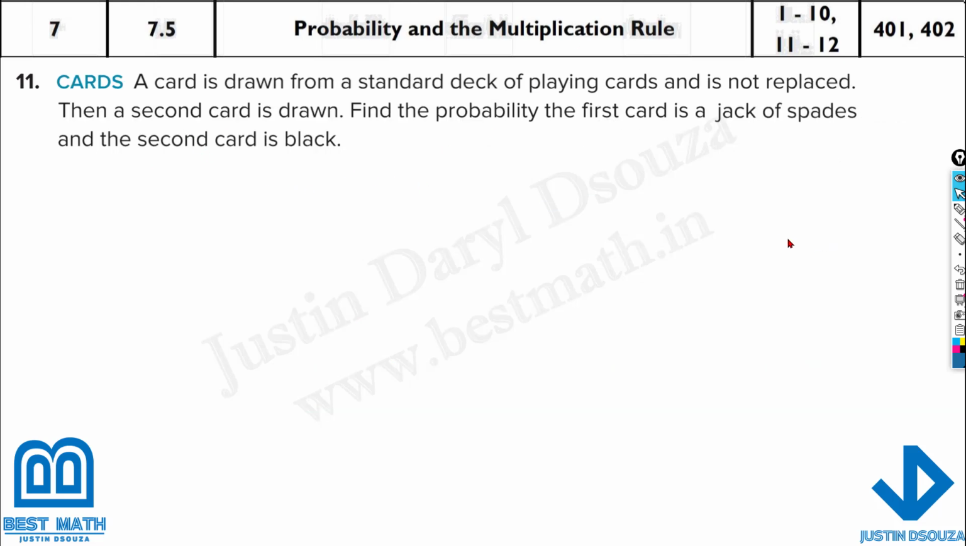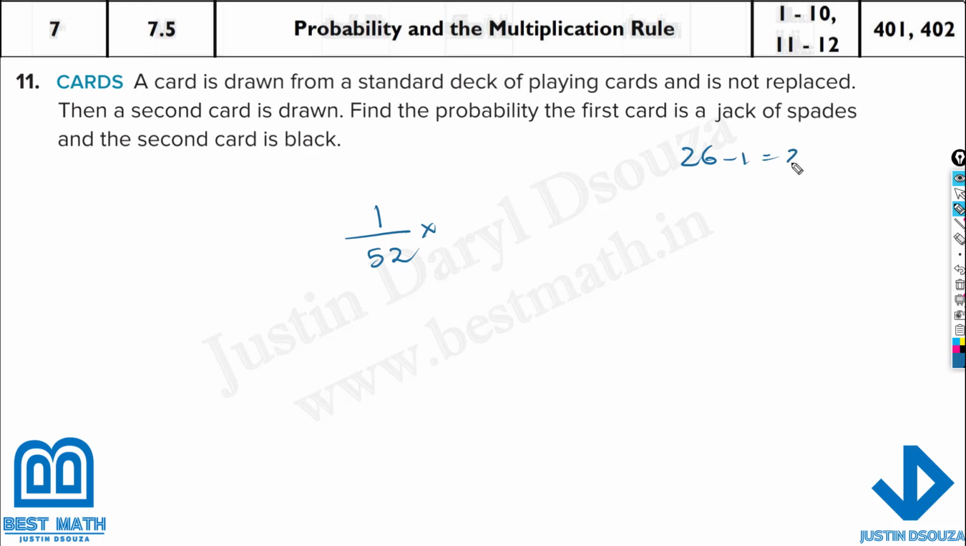This is about cards. A card is drawn from a standard deck of playing cards and is not replaced. Then a second card is drawn. If it's not replaced, then they are dependent. Find the probability that the first card is the Jack of Spades. There's only one Jack of Spades out of 52 cards. Multiplied with the second card being black. Now there are 26 black cards in total. Jack of Spades is also black.